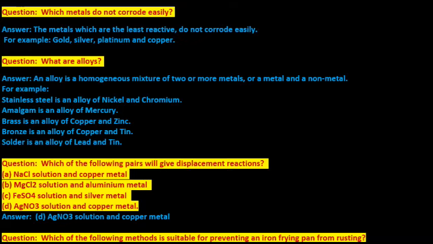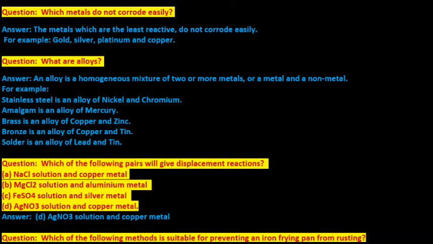Now let us begin with the lesson. This is part 2 of the question answer series for Chapter 3 class 10 science, Metal and Non-Metal. Next question we'll discuss is: which metals do not corrode easily? Answer: the metals which are least reactive do not corrode easily. For example, gold, silver, platinum, and copper.